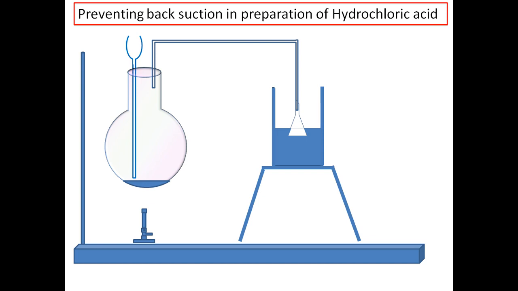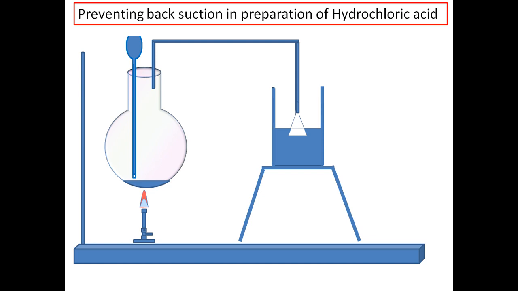You can see now that the apparatus has been arranged in such a way that the funnel is about 2 to 3 mm in the container containing water. When sulfuric acid is added through the thistle funnel and heat is given from below, the reaction takes place in the round bottom flask, and the hydrogen chloride gas moves from the round bottom flask to the water.